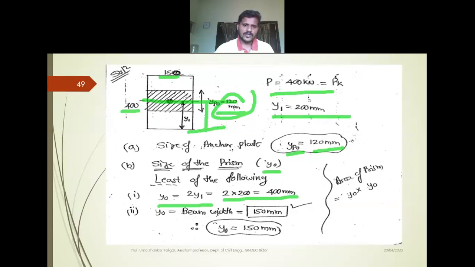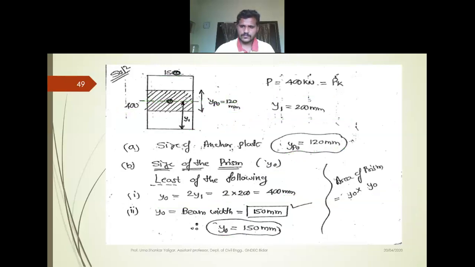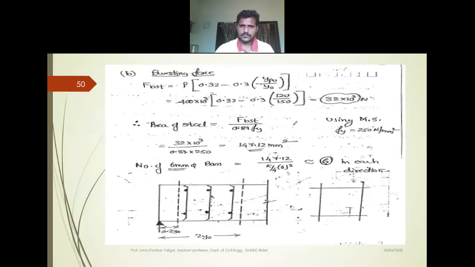And y naught is also the beam breadth, that is 150. Out of these two values, the lowest value is 150 mm. Then the area of the prism is y naught into y naught. Therefore, the bursting force is given by this expression. The pre-stressing force given is 400 kilonewton. Yp naught is the depth of the plate, 120 mm. The depth of the prism we have calculated as 150 mm. Substitute all these values, you will get the bursting force as 32 kilonewton, or 32 into 10 raised to 3 newtons.